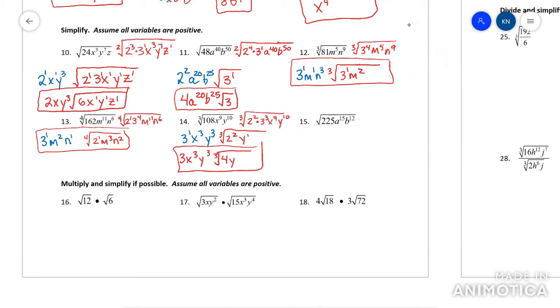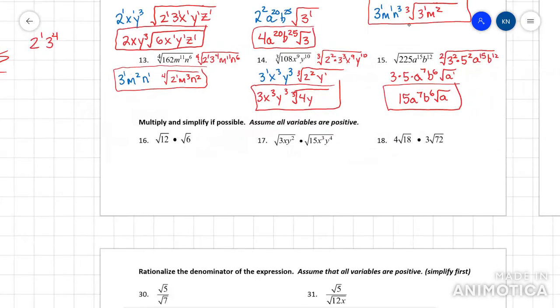Okay, 225. I think that's 3 squared times 5 squared. You're making groups of 2 here because it's a square root. So you can take out a 3, a 5, 7 A's, oops, 7 A's, and 6 B's with just 1 of those A's left over. And then I would just clean it up a little bit. 3 times 5 is 15. Just like that.